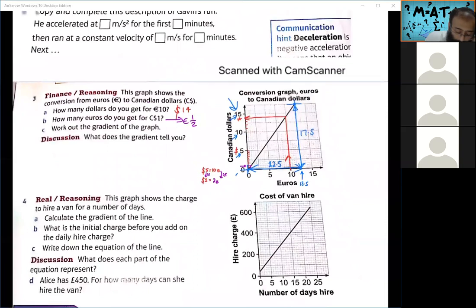Okay, so it says work out the gradient. So the gradient equals what? What's the formula for the gradient? How do you work out the gradient of a straight line graph? You would... I'll give you a clue. I'll label something for you.